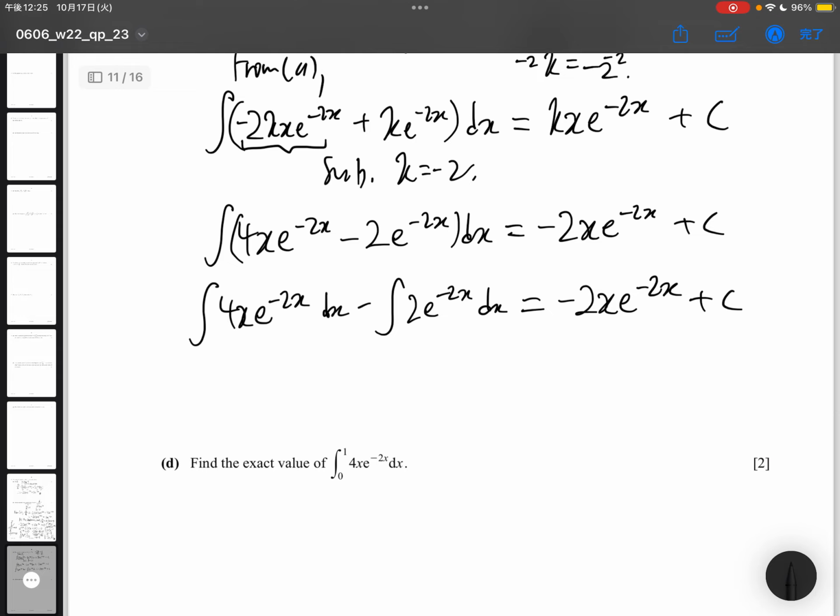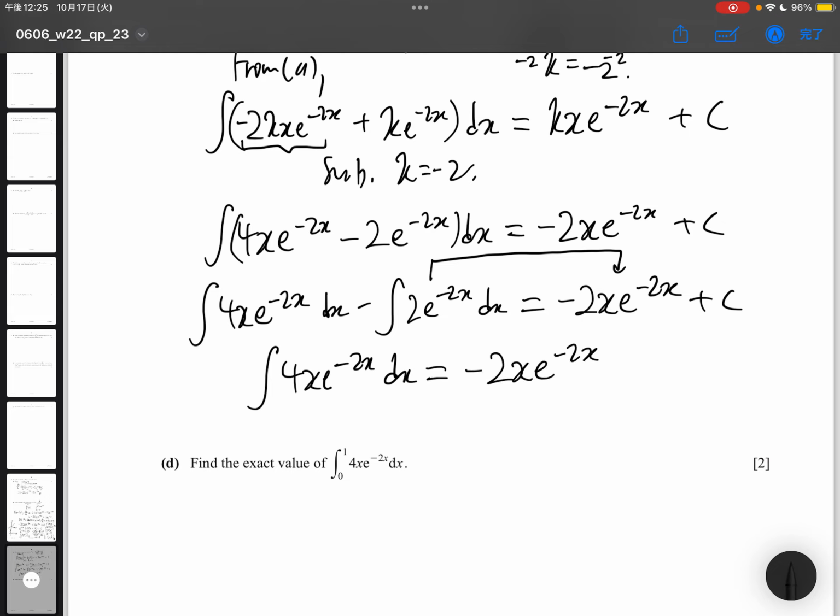And then afterwards I can shift this over to the other side. On one side I have the integral that I have to find, which is this. So it'll be negative 2x e to the power negative 2x plus the integral of 2e to the power negative 2x dx plus c. And so eventually this is what the final answer would be.